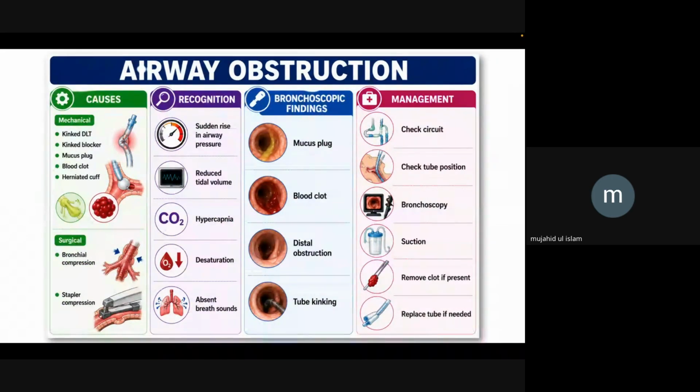Airway obstruction during one lung ventilation may be caused by kinking of the double lumen tube or bronchial blocker, mucus plug, blood clot, herniated cuff, or surgical compression of the bronchus. It should be suspected if there is a sudden rise in airway pressure, reduced tidal volume, hypercapnia, desaturation, or absent breath sounds. Fiber optic bronchoscopy helps identify the cause, such as the mucus plug, blood clots, distal obstruction, or tube kinking. The management includes checking the breathing circuit and tube reposition, performing bronchoscopy with suction, removing any blood clot if present, and replacing the tube if necessary.